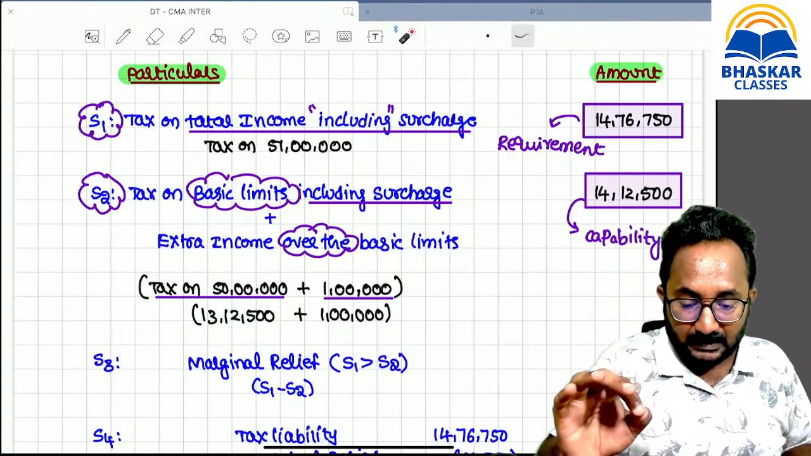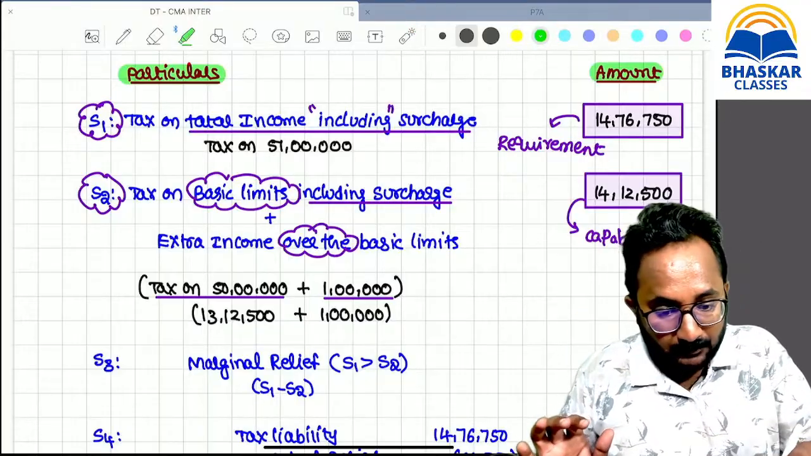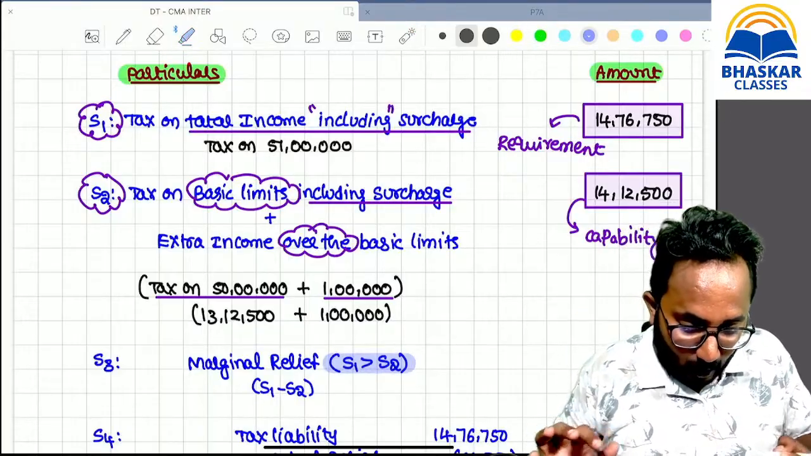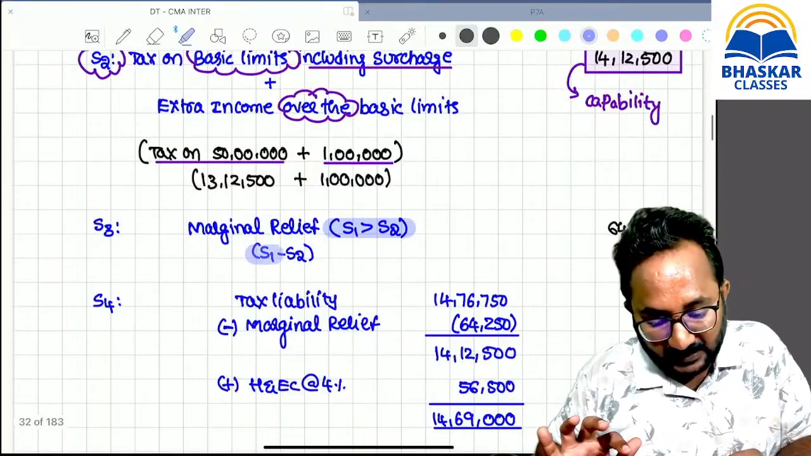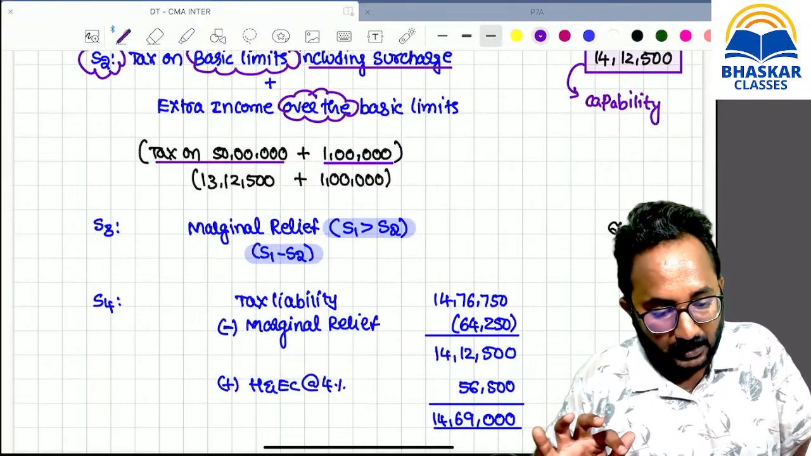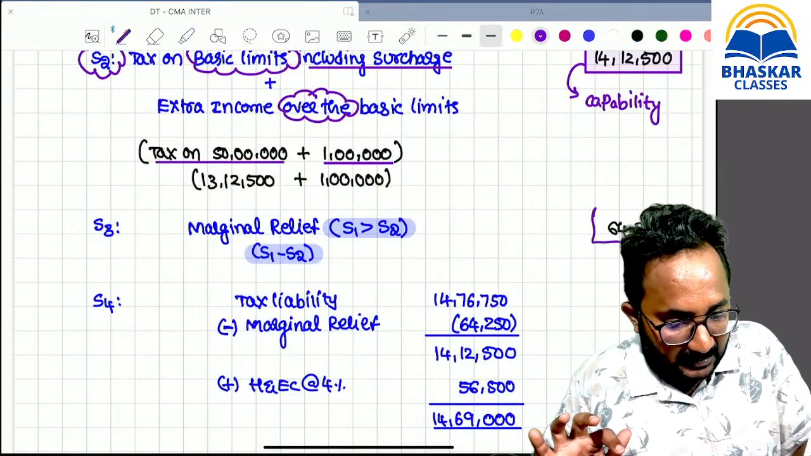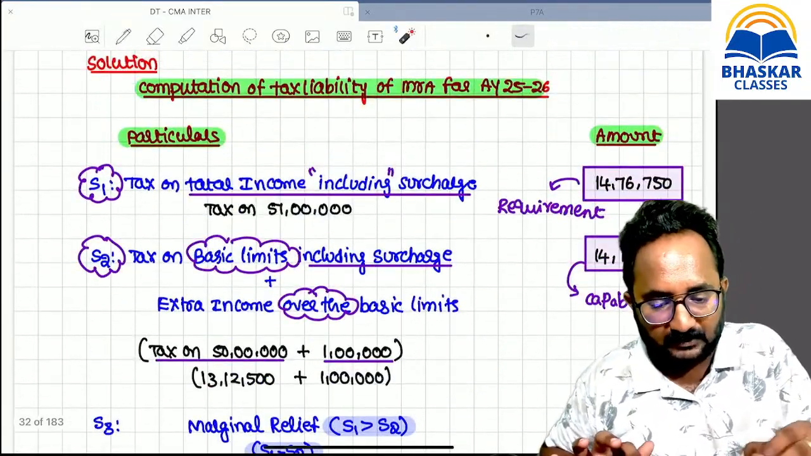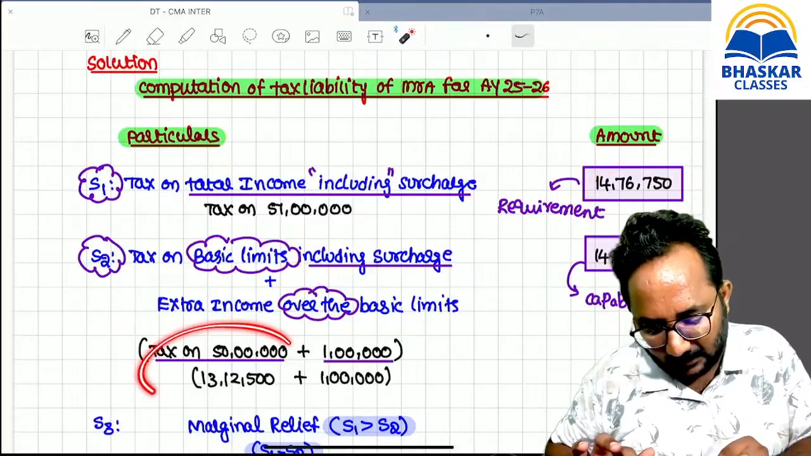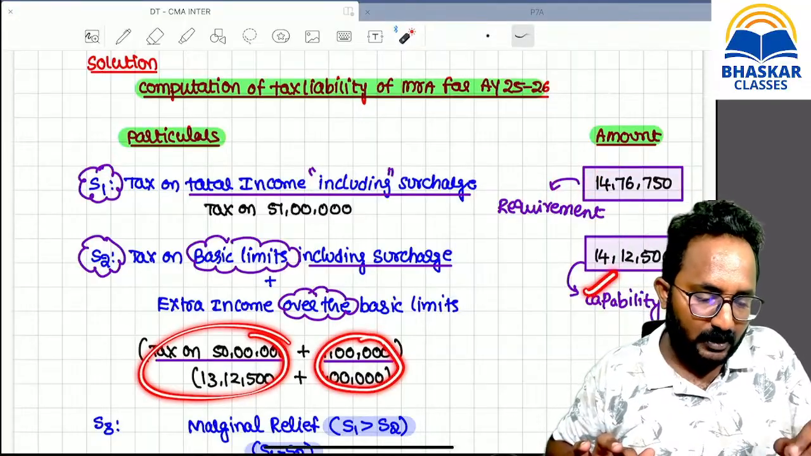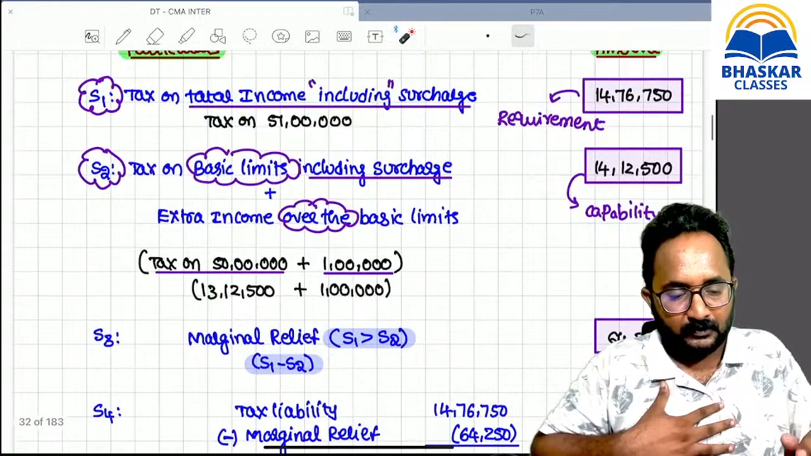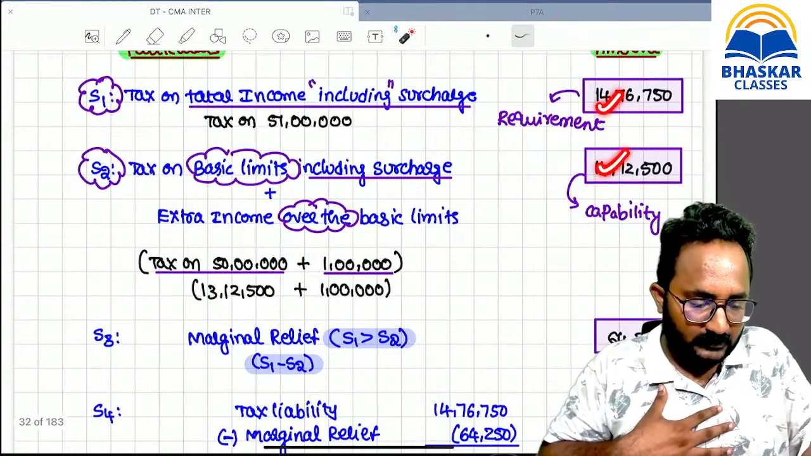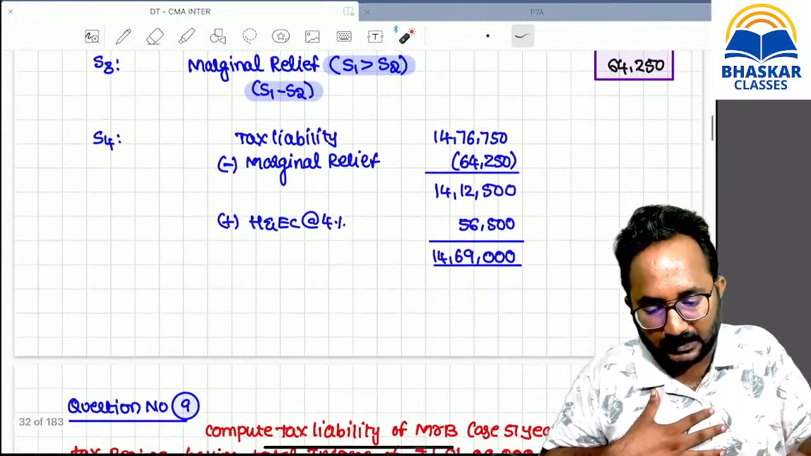That's why, remember, here step 1 is more than step 2. The difference between these two steps only, the government has given as marginal relief. Please calculate the difference. That's why, sir, no need to pay this one. You can pay the tax on this amount and give that extra amount to me only, we can be satisfied. So the difference between these two steps only is called marginal relief.